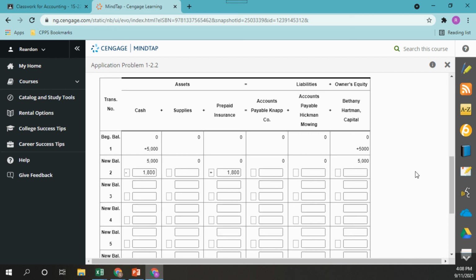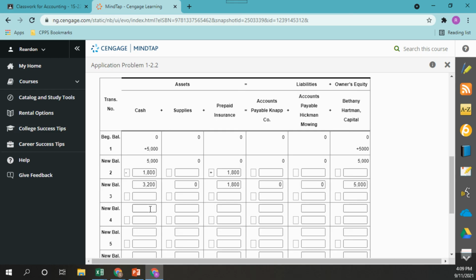When we're done with the transaction, we're going to update our accounts. Now we're doing something manually that obviously is being done by computers a lot, right? But when we're done, we have 5,000 minus 1,800. We have $3,200 of cash. I'm just going to put a zero in here for supplies. 1,800 for prepaid insurance. Zero here, and 5,000 here. You can see the left side of my equation, 3,200 plus 1,800 is $5,000. The right side of the equation is 5,000.